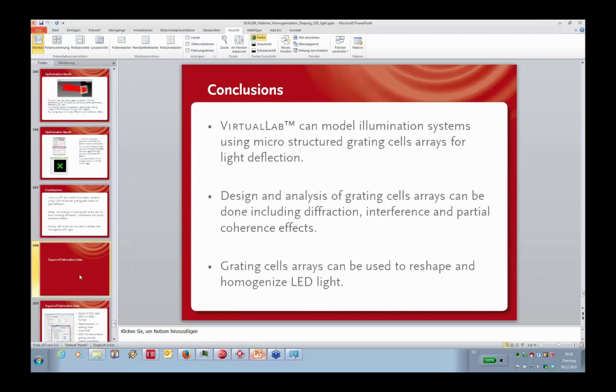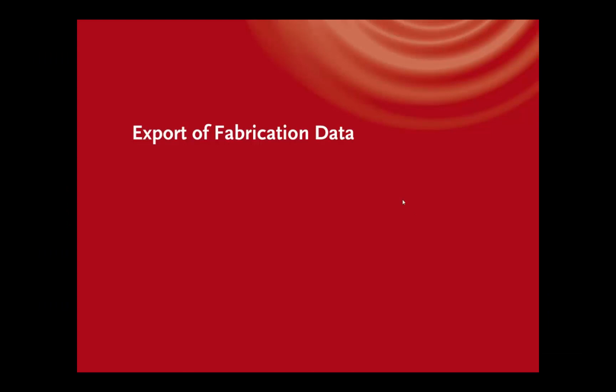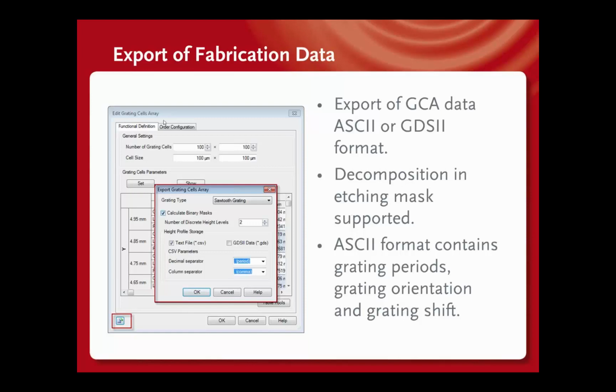So this was the last sample. I would just like to say a few words concerning fabrication data export for grating cell arrays. In the grating cell array dialog, you have an export button in the lower left corner. If you click this button you get this dialog, and in this dialog you can again calculate the etching mask, and you can export the data in an ASCII or text file format, or you can select GDSII data, and I think GDSII data is typically recommended for fabrication of the grating cells by etching.